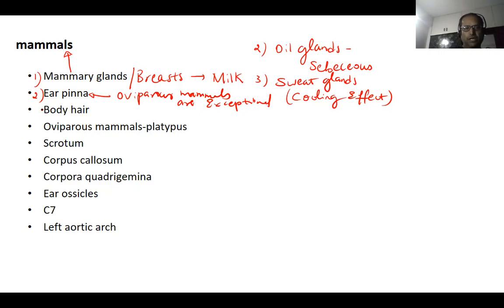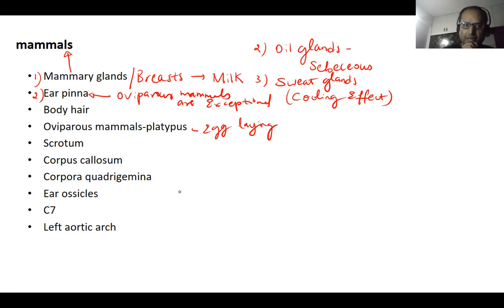Now coming to the next point, oviparous mammals. What are oviparous mammals? Oviparous mammals means egg-laying mammals. The example that we have written is the platypus, an egg-laying mammal. So mammals are classified like this into oviparous and viviparous.